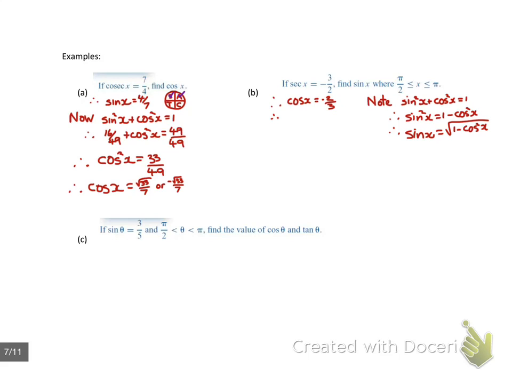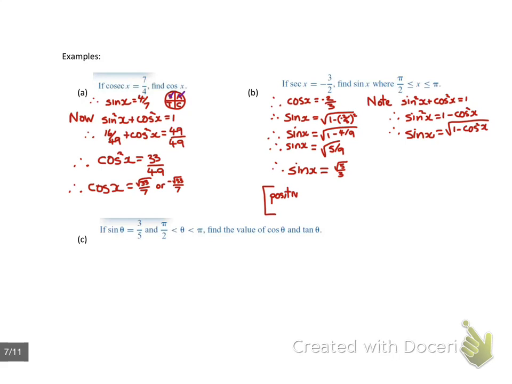So I'm going to use that there on the left now. So sine x is the square root of 1 minus cos x squared. So I get 1 minus negative 2/3 squared, 1 minus 4/9. So I'm after the square root of 5/9, so I get root 5 on 3. Now I'm taking the positive answer because I know I'm in the second quadrant, which is the sine quadrant.